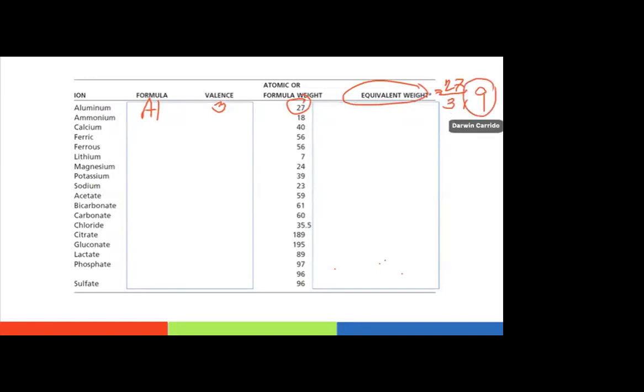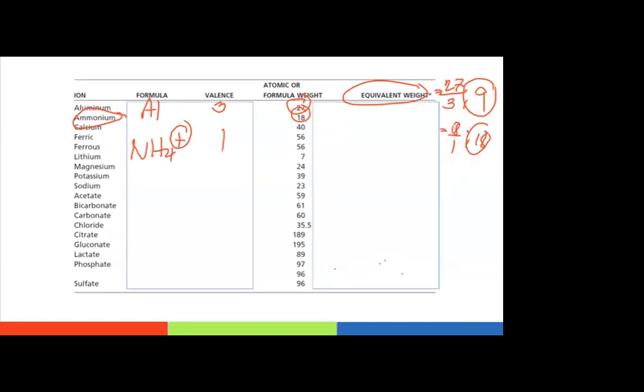Gets? Ammonium tayo. What is the formula of ammonium? NH4+. What is its valence? Kung ano minsan yung ion niya, yung charge niya, yun yung valence niya. 1. Very good. If its molecular weight is 18, what is its equivalent weight? So 18 divided by 1, the answer is 18. Gets ba?